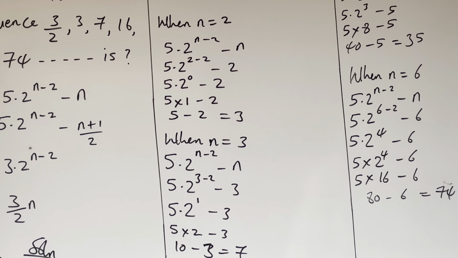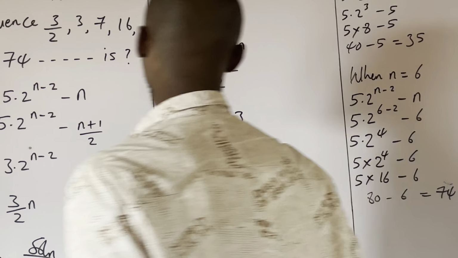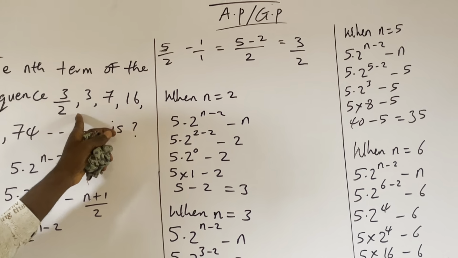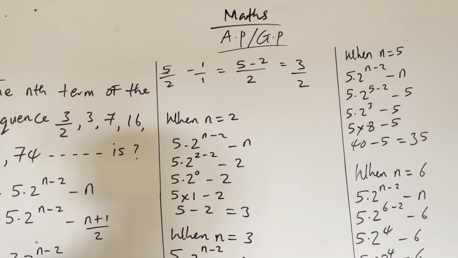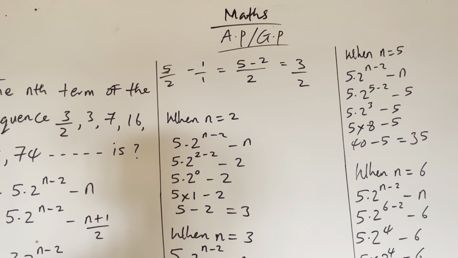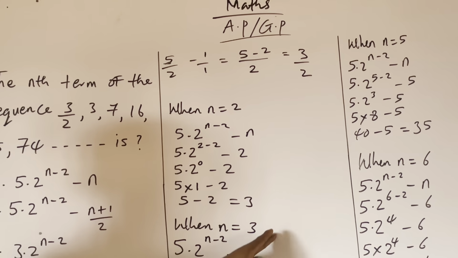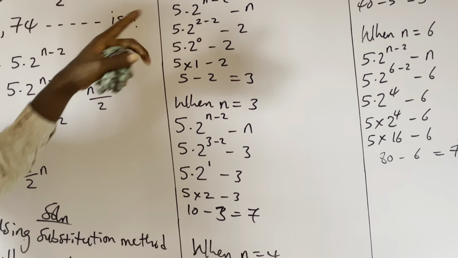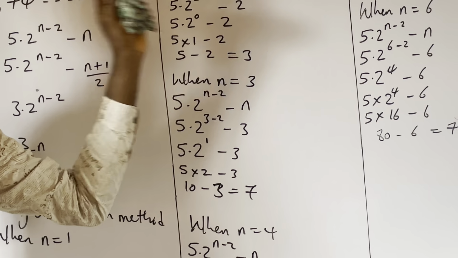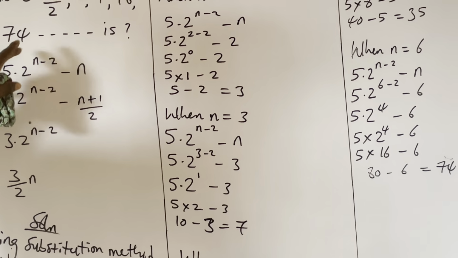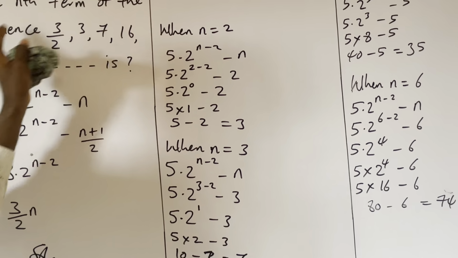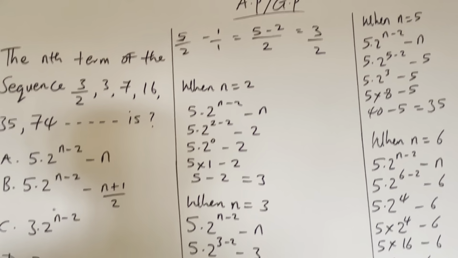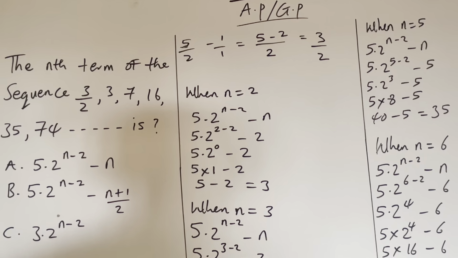Do you observe that when n is equal to 1, we got 3/2 here. When n is equal to 2, we got 3, which is here. When n is equal to 3, we got 7. When n is equal to 4, we got 16. When n is equal to 5, we got 35. And when n is equal to 6, we got 74. Therefore, the nth term of the sequence is 5.2^(n-2) - n. Using this one, you can get all these things. So the answer is A.